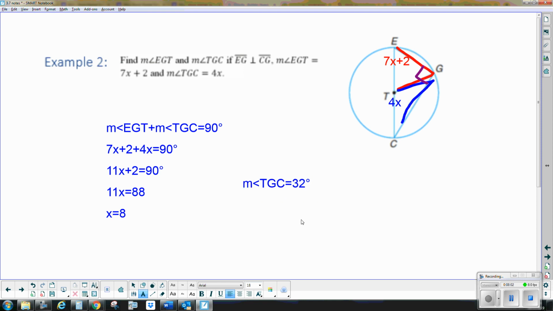And I know together they have to add up to 90, so I could multiply 7 times 8 and add 2, or I could subtract 32 from 90. Either way, I'm going to get 58 degrees. So the measure of angle EGT is equal to 58.